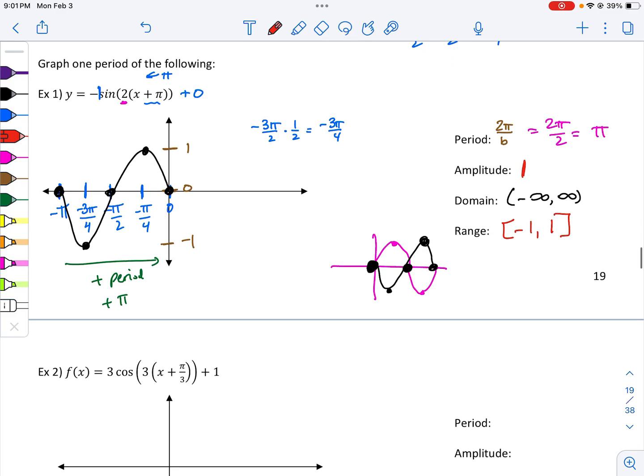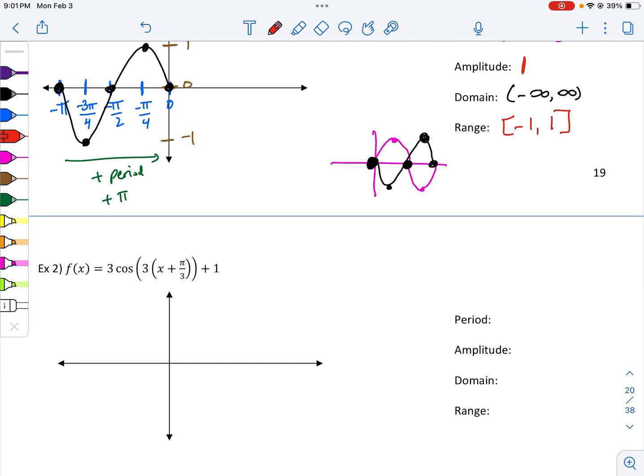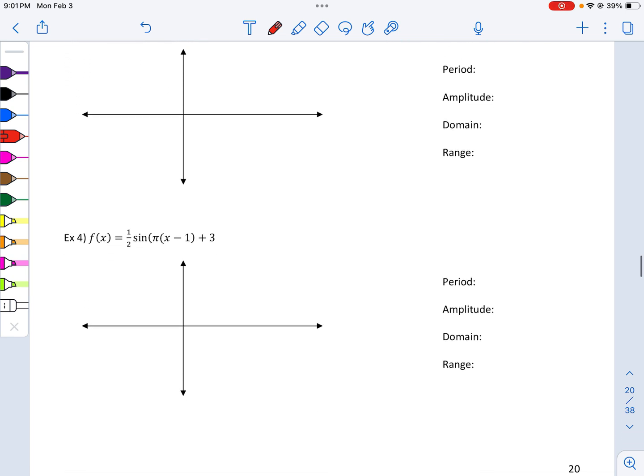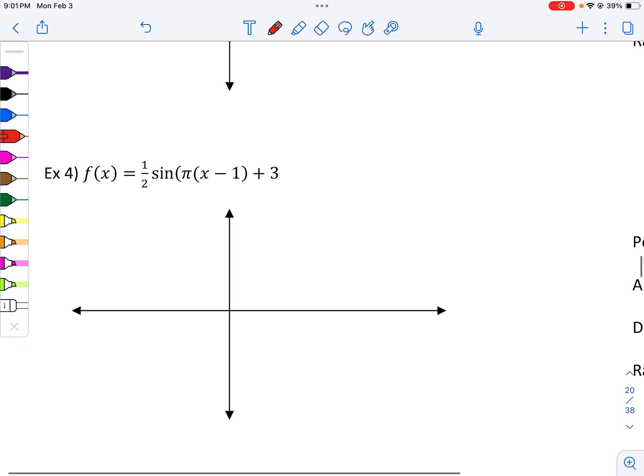All right, we're going to skip example 2 because we're going to do cosine tomorrow. But again, it's very similar to what we're doing. We're going to skip example 3 and we're going to jump right to example 4.